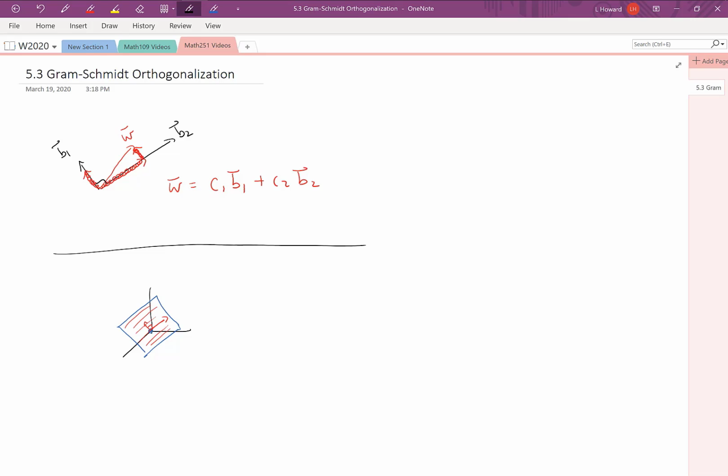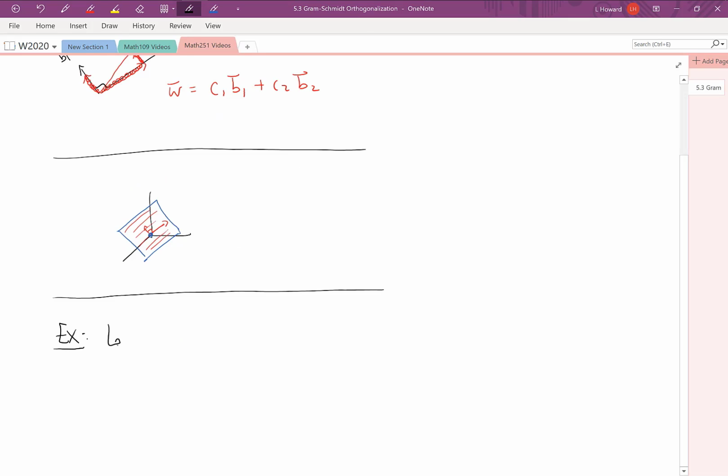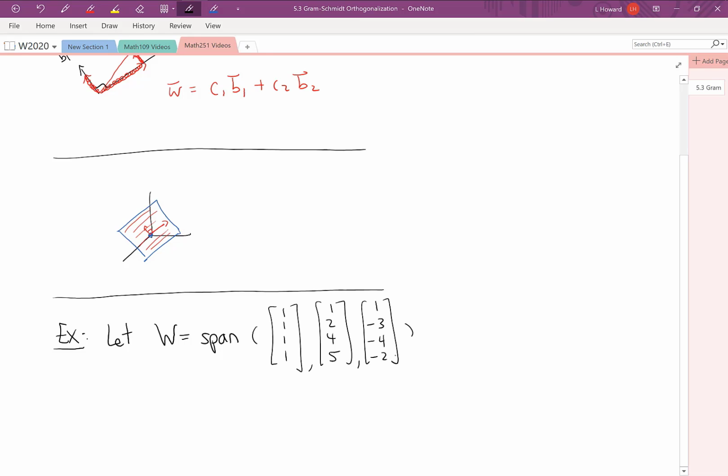And let's jump into a first example. We're going to say let W be the span of three different vectors in R4. And what we want to do is find an orthogonal basis for W.